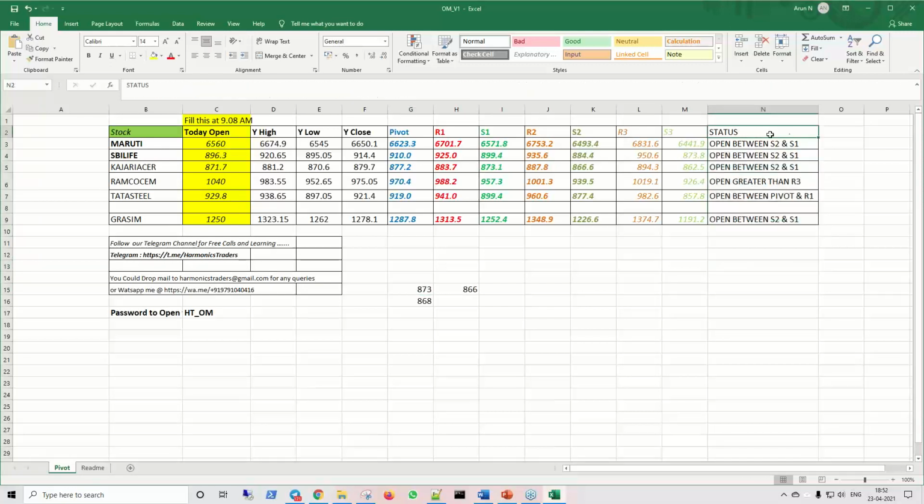Always try to go for the trades where the open is between S1 and S2, or the open is between R1 and R2. Whenever 2 is involved, it is safer, or most powerful, to enter at 2. Here S2 is safer. If it is R1 and R2, once again the R2 is going to be safer. You know the SL and the target well in advance.